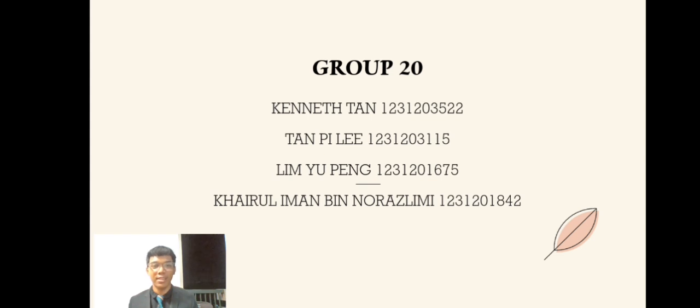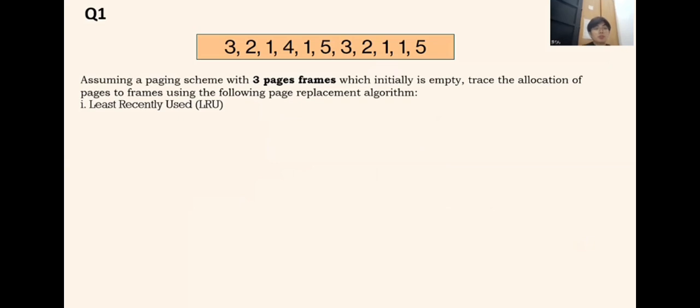Now, let's get started. First, we need to understand the question, so we need to read the question first. Assuming a page stream with three page frames, which is initially empty, trace the acquisition of pages in the frames using the following page replacement algorithm. First, we know we need to draw three page frames.